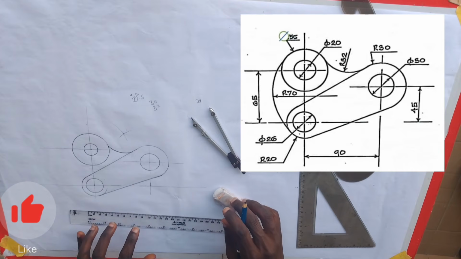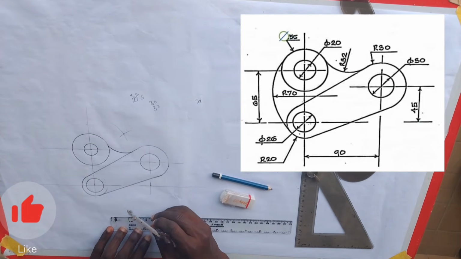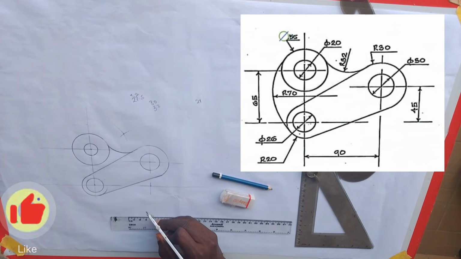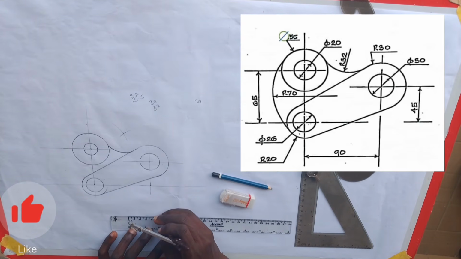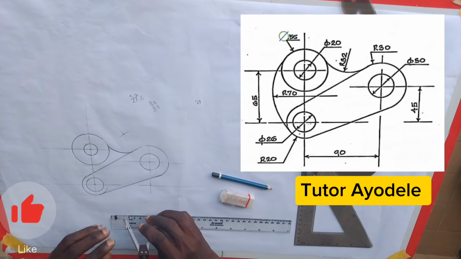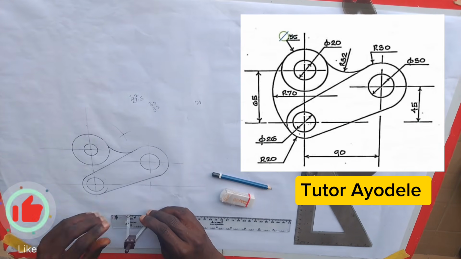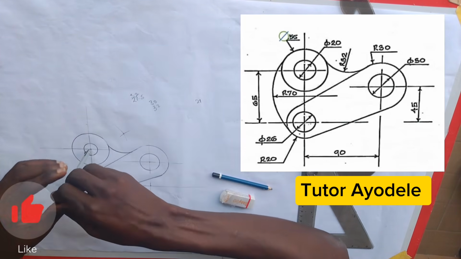So I will measure 42.5 from my ruler. 40 millimeter is the same thing as 4 centimeter. So 4.1, 4.2, this 4.3. In between 4.2 and 4.3 is 42.5. So I will measure 42.5 here. So I'll place it here. I will mark an arc.